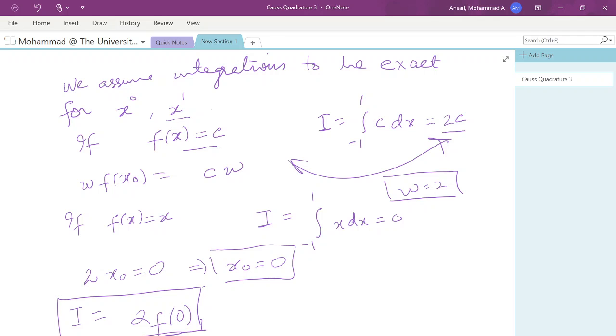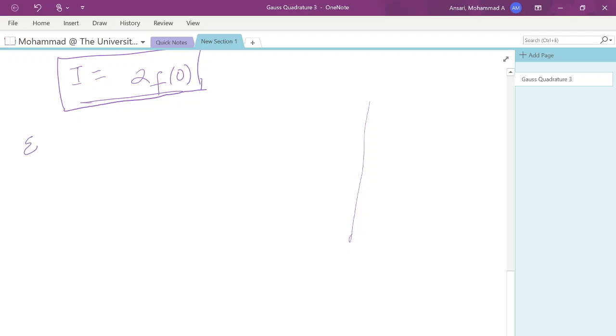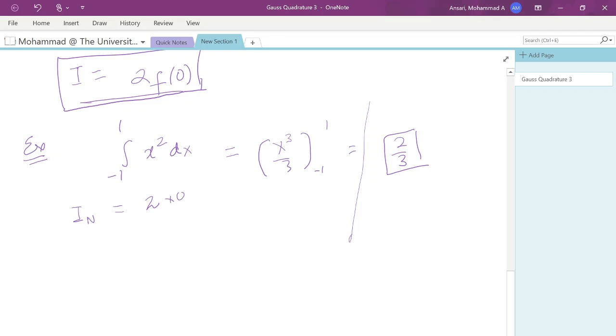So for example, let us take an example. Let's try to compute the integral from minus 1 to 1 of x square dx. Now obviously you know the answer. This basically is x cube over 3, and you will put in the limits minus 1 to 1, and this will come out to be 2 over 3. This is good. But if I use my technique, then my numerical integral I will be 2 times f of 0, which is just 0, since f of x is x squared. So this is obviously wrong.